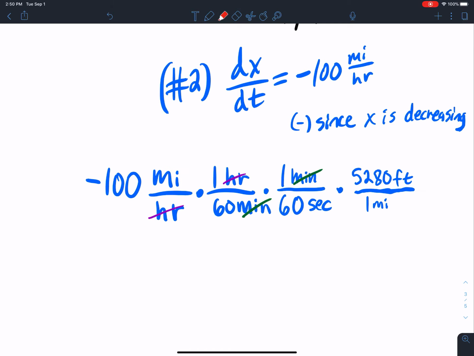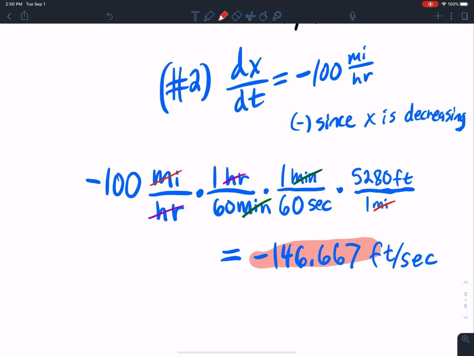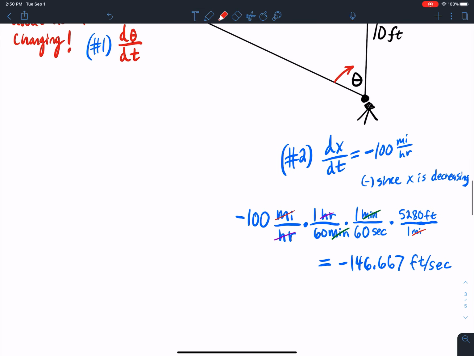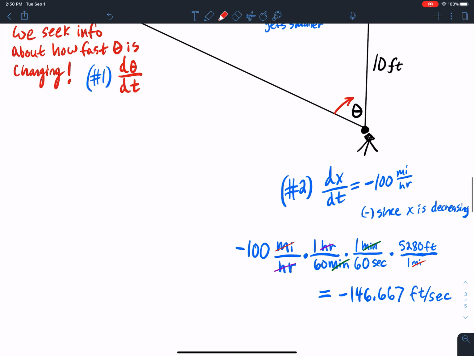Well, what do I know? There's 5,280 feet in 1 mile, so that's going to cancel my miles units. So I need to multiply negative 100 times 5,280, divide by 60, divide by 60. And when I do that math, I get negative 146.6666, repeating, feet per second. So now I've converted from miles per hour to feet per second. Okay? So part of these problems is making sure we have the correct units.